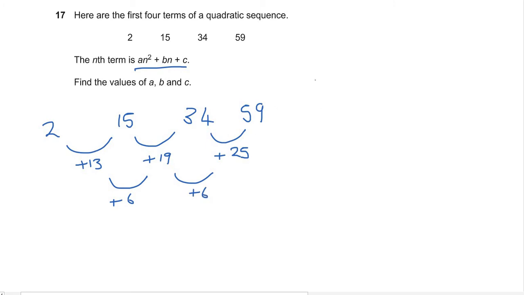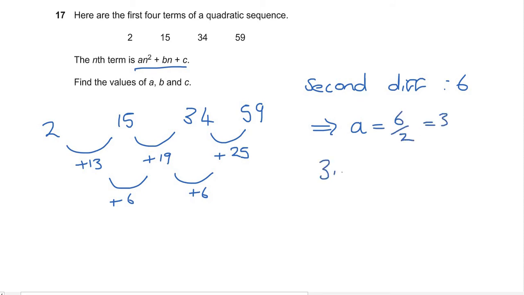Now, because the second difference is 6, this implies that a equals 6 divided by 2, which equals 3. So we have 3n squared.